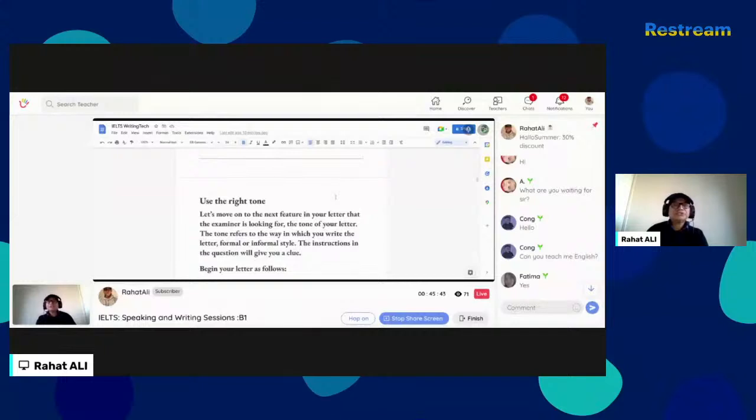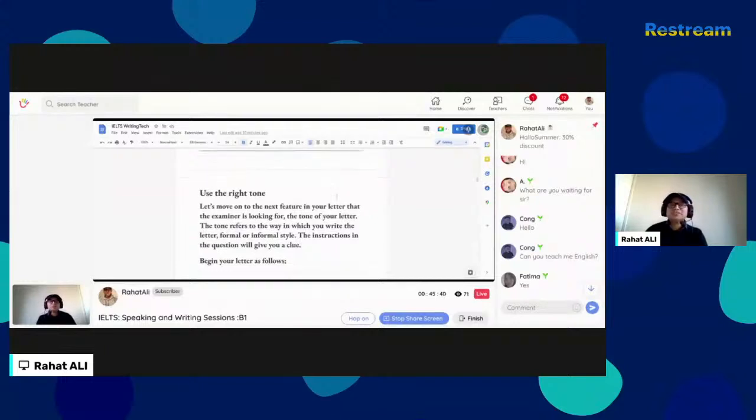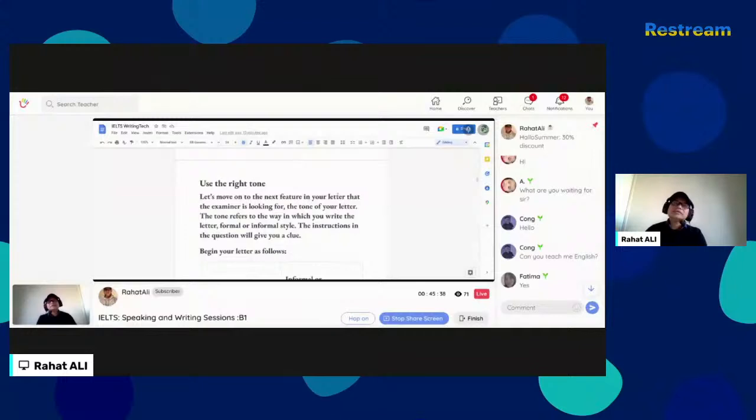Now, use the right tone. What does it mean? Tone. In the English language, we use tone to express the exact type of letter, okay? The exam is looking for the tone of your letter. The tone refers to the way in which you write the letter, formal or informal. The instruction in the question will give you a clue. So when you read, you must understand the instruction of the letter.